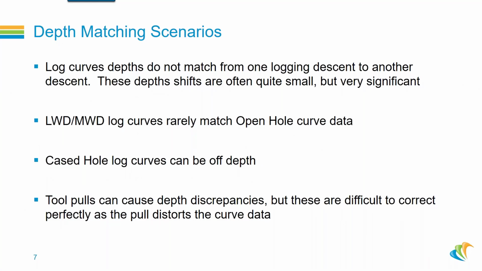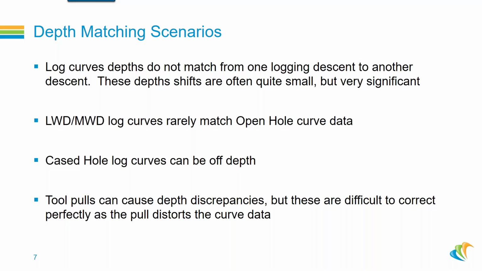There's a whole bunch of depth matching scenarios, and we'll cover the majority of them here. The log curve depths do not match from one logging descent to another. So you go in with a dual sonic gamma ray and you log it, and then the engineer goes in with the density neutron gamma ray and he logs it. Those logs are very often off depth. They're not off by a lot, but even a couple of feet will make a big difference when you're doing your water saturation and your porosity calculations. And those errors invariably will decrease the amount of reserves you're calculating and affect your estimation of your reservoir potential.